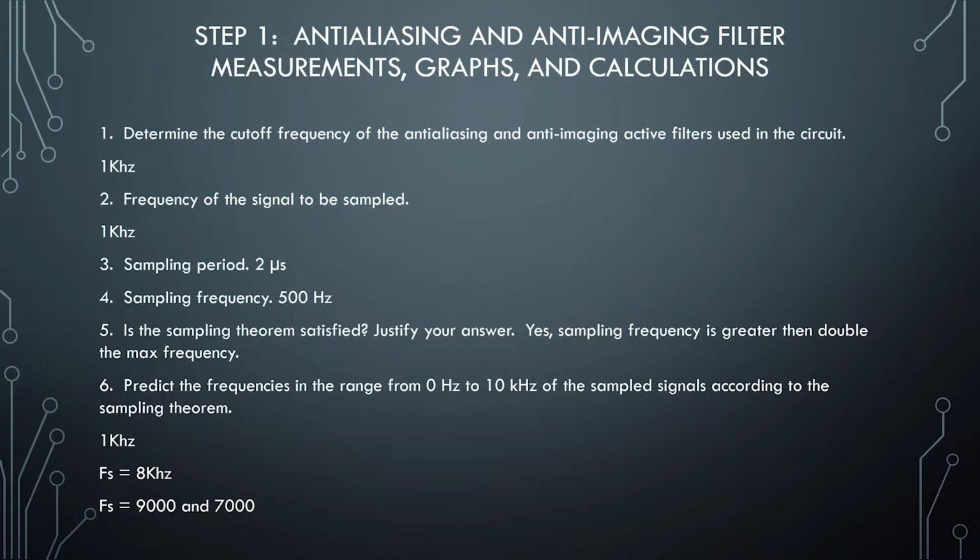And the sampling theorem was satisfied, and the reason why is because the sampling frequency was greater than double the max frequency, and also the periodic frequencies are between 0 Hz up to 10 kilohertz, according to sampling theorem.